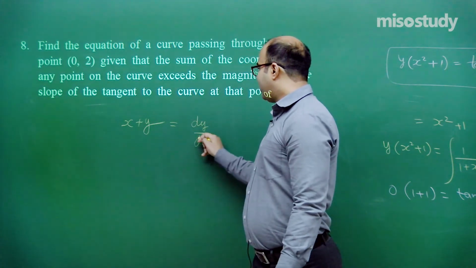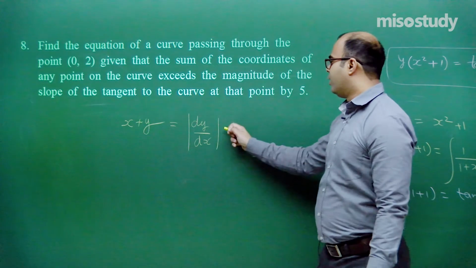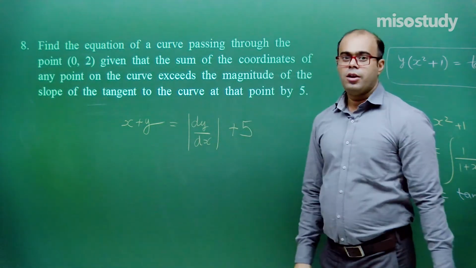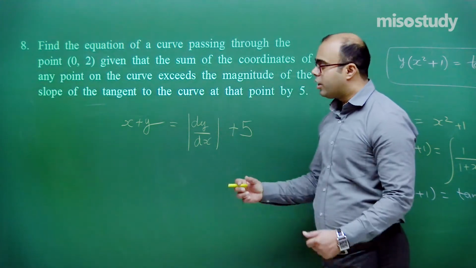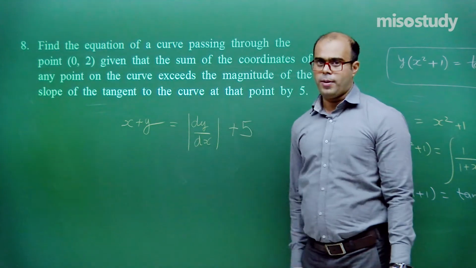dy by dx. And what is its magnitude? We take a mod here. By 5. So this sum exceeds this value by 5. Now you have to find the exact curve of this differential equation which is passing through (0, 2).